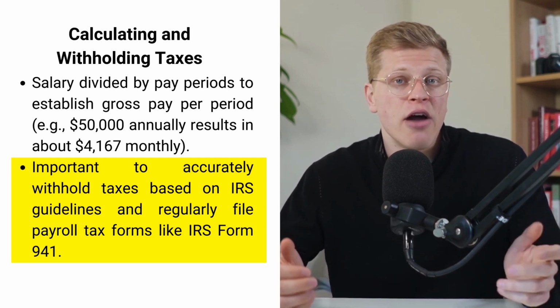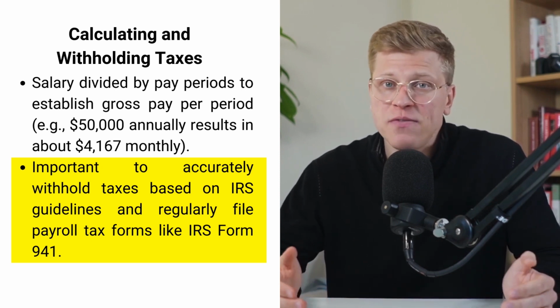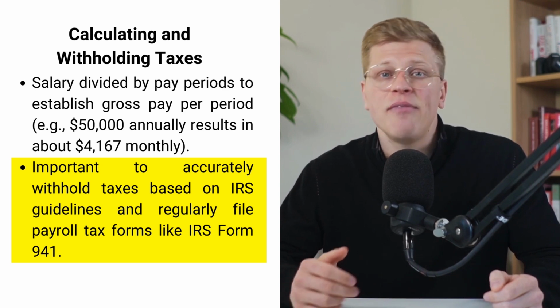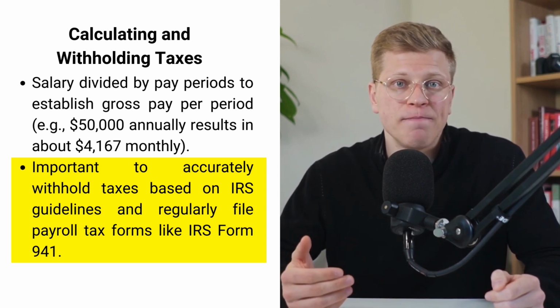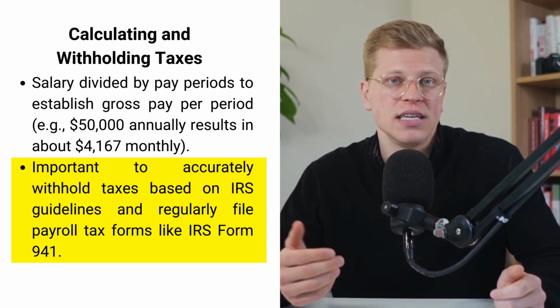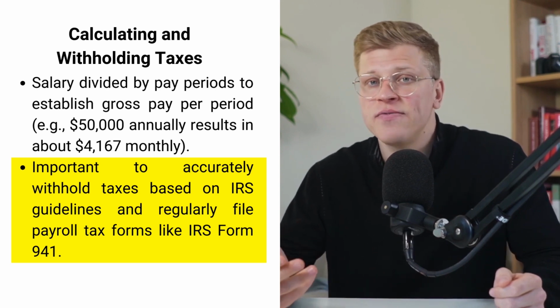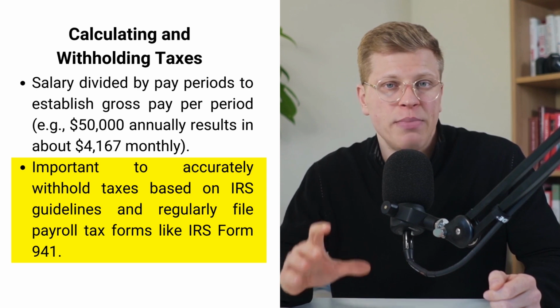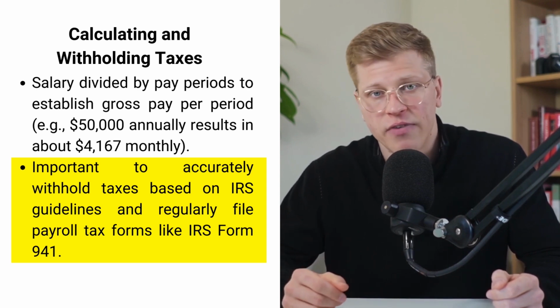For example, IRS Form 941 must be filed quarterly to report the income taxes and FICA taxes that have been withheld from the employee's salary, as well as the employer's share of FICA taxes. Keeping up with these filings not only ensures compliance, but also helps avoid potential penalties for late or incorrect filings.